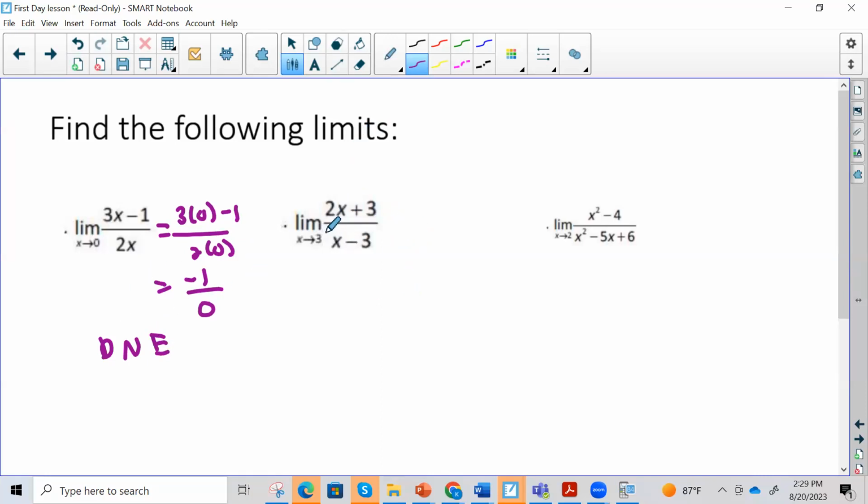Okay, so the second one, I'm going to plug in 3, and I get 2 times 3 plus 3 over 3 minus 3. Okay, so again, it's going to be the same case. I have 0 in the denominator. I have 9 in the numerator. That again is DNE.